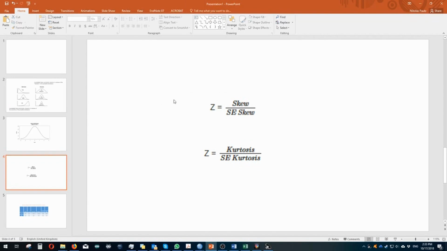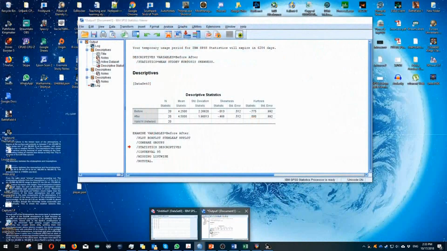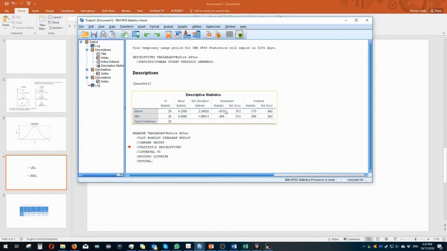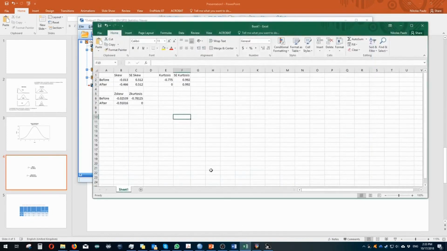So essentially, as I posted on the thread, the calculations are as follows. Our skewness score divided by our standard error of skew gives us our z-skewness, and the same for kurtosis. So if we go back to our output, we can see both our skewness and kurtosis statistics as well as their standard error. I've just done the calculation quickly here in Excel.